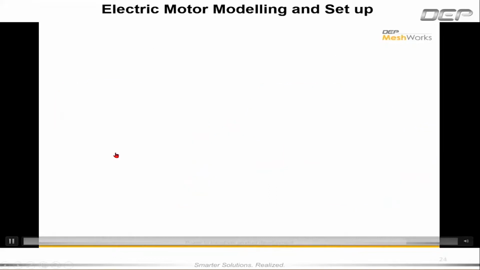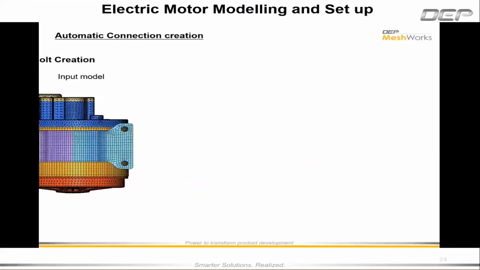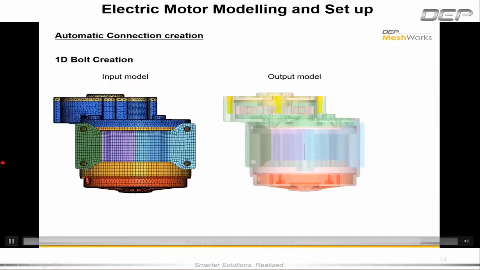So we also have other types of connection creation, for example, the 1D bolt creation. If we have a Nastran model, MeshWorks will automatically go ahead and identify the bolt location, similar to the solid bolt that I just showed you. It will create the rigids and also beams in the bolt location.